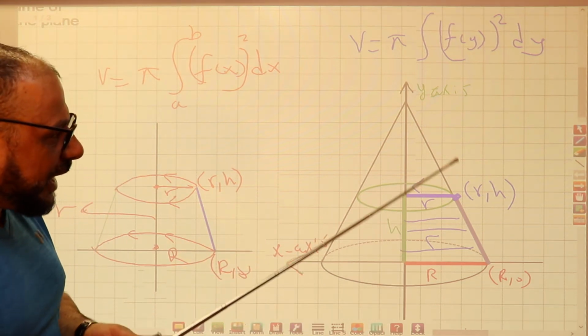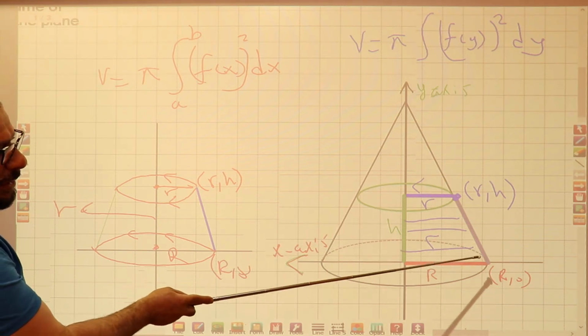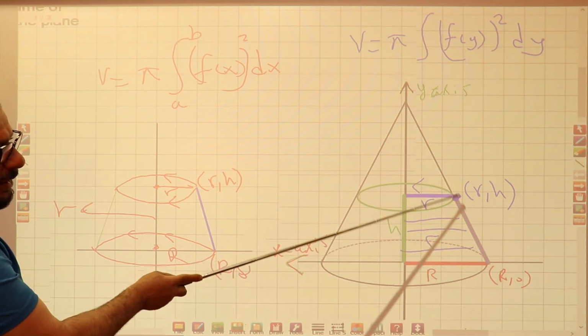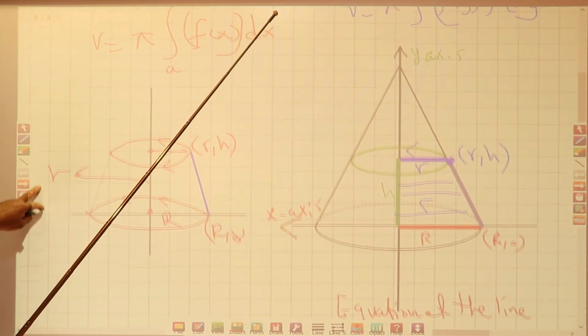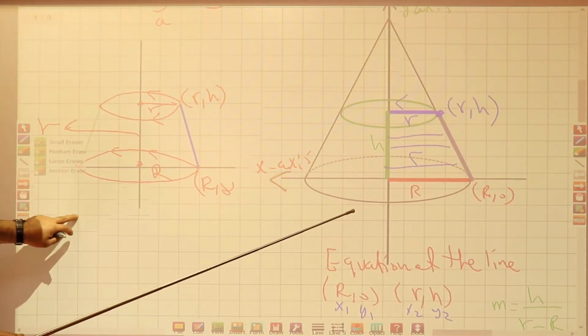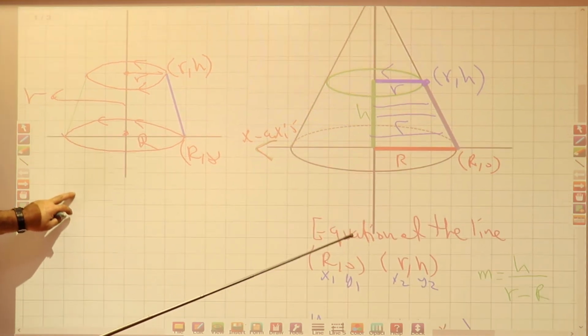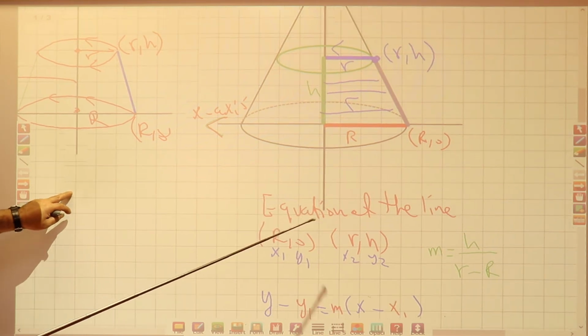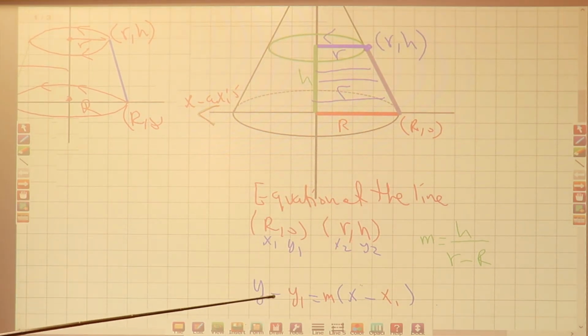Then which function do I need to find? The linear function represented by this line. How can I find this? Let us see. To find this function, you need the equation of the line, passing through the points (r, 0) and (R, h). It's basic algebra.